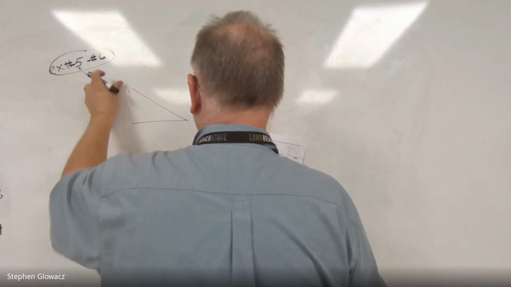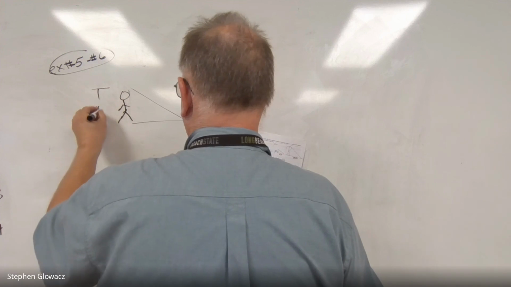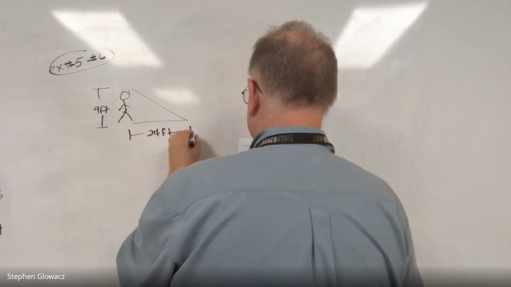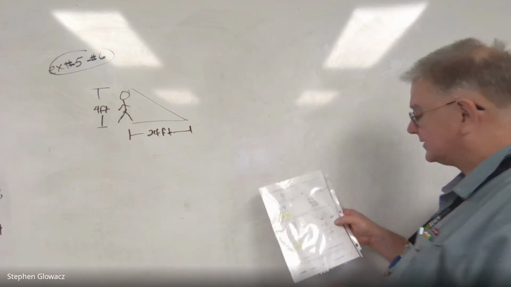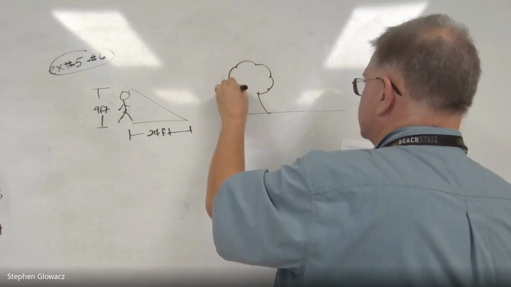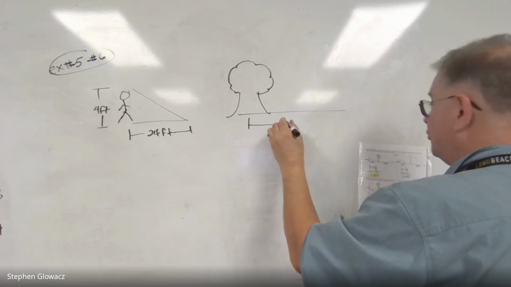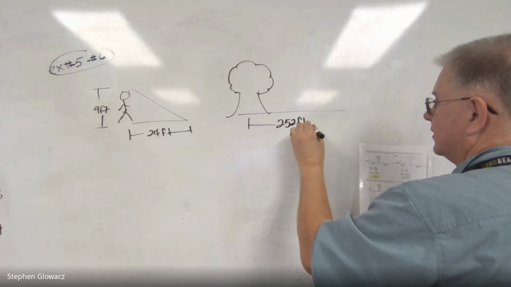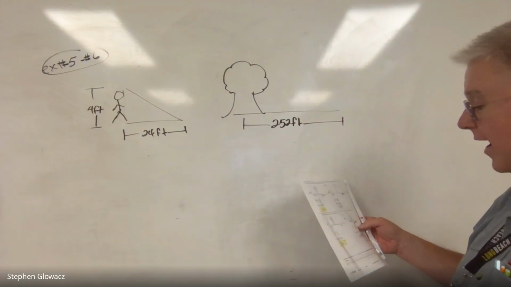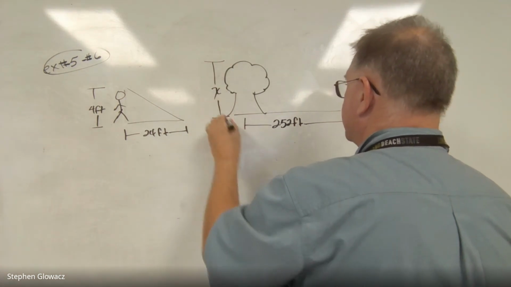So here's Ryan, represented by the stick figure. He is 4 feet tall, casting a shadow that is 24 feet long. It says at that very moment, and the reason it says the very moment is because as time goes on, the shadows can change length. And we have a tree that is casting a shadow of 252 feet. It's a long shadow, which probably means a tall tree. What they want us to do is find the height of the tree. So we're trying to find this here.